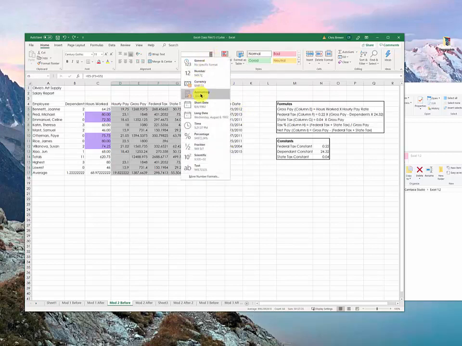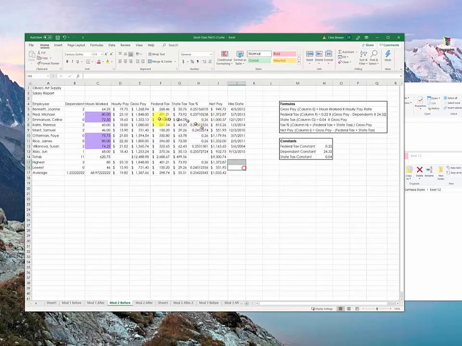And I'm just going to turn this stuff into money. So I'm going to take this type to accounting. And you'll see that it did a few things. It put the dollar sign in. It rounded it to 2 decimal places because that's why we do money. I'm going to take my tax percentage and I'm going to select those cells and I'm going to turn those into a percent.